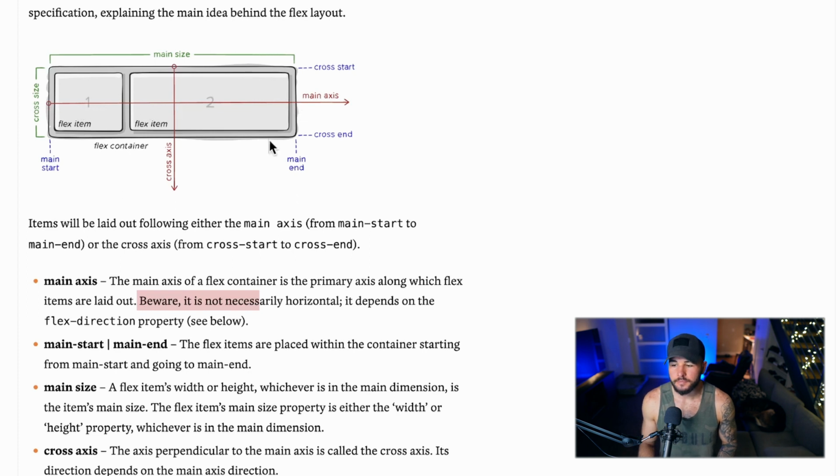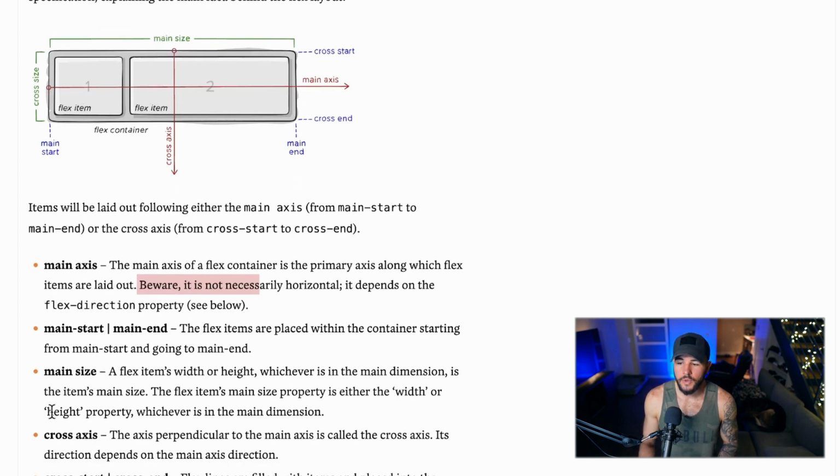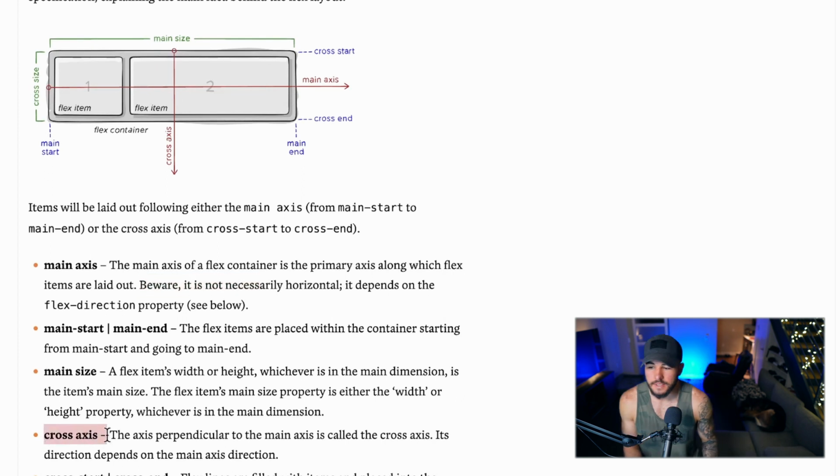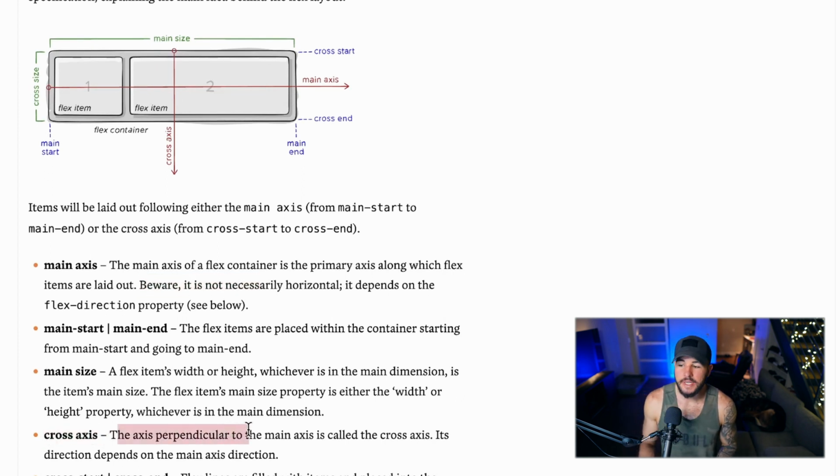Okay. Now, with that, we also have the cross axis, and this axis is perpendicular to the main axis. Its direction also depends on which way the items are laid out. So since these items are laid out from left to right here horizontally and not vertically, the cross axis is going to be from top to bottom. And you can see it here. It goes perpendicular to your main axis.